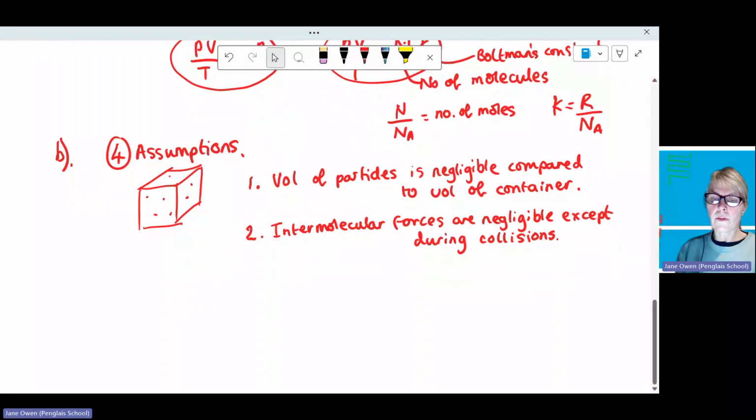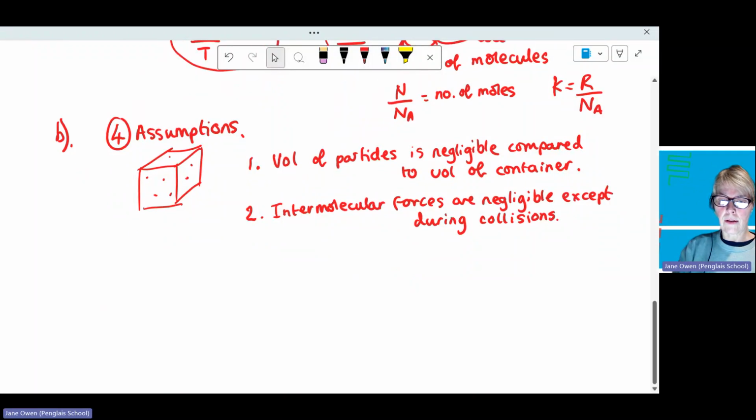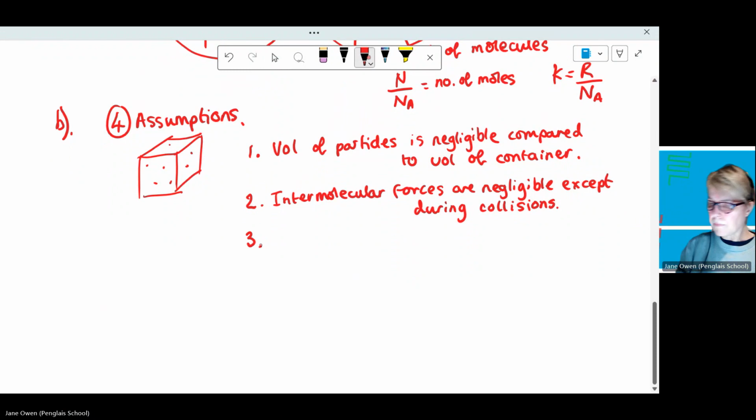And the assumption is that the intermolecular forces are negligible, so you don't get this kind of collapse of gases in on each other and attracting each other. There are no intermolecular forces between them, so they are completely random and completely unaffected by each other, and they're spread around the whole container. And the force that they exert is on the walls of the container, during the collision.